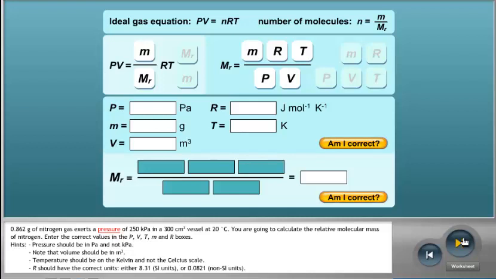Enter the correct values in the P, V, T, M and R boxes. Hints: pressure should be in pascals and not kilopascals. Note that volume should be in cubic meters. Temperature should be on the Kelvin and not the Celsius scale. R should have the SI units or 0.0821 non-SI units.